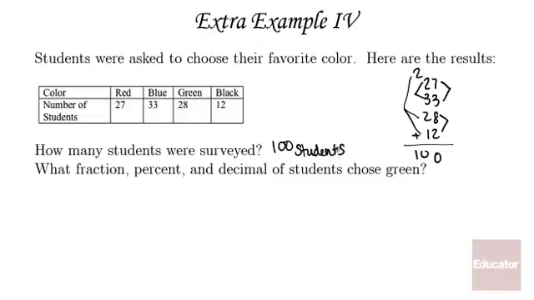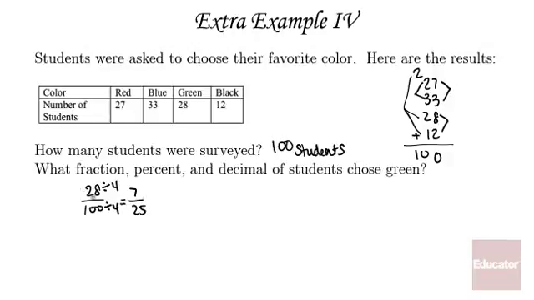What fraction, percent, and decimal of students chose green? So the fraction that chose green was 28 out of 100, which I could divide the top by 4, and divide the bottom by 4, and I will get 7 out of 25. So 7 out of 25 chose green when the fraction is simplified.